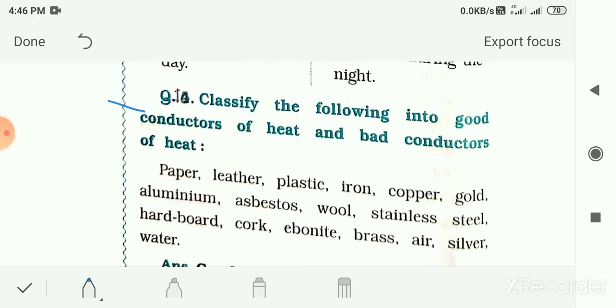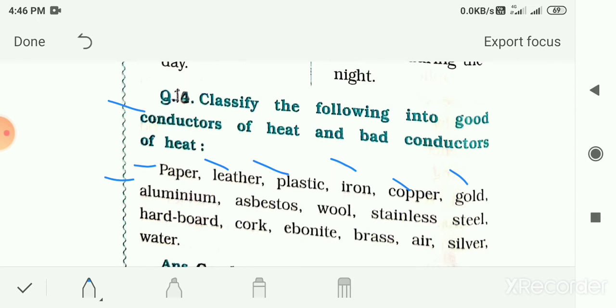So now let me classify this material. First is paper. So paper is a bad conductor of heat. Next, leather, it is also a poor conductor of heat. Plastic, it is also a poor conductor of heat. Next is iron. So iron is a good conductor of heat. Copper, so it is also a good conductor of heat. These all are metals. Next is gold. So gold is also a good conductor of heat. Then next is aluminium. So it is also a good conductor of heat.